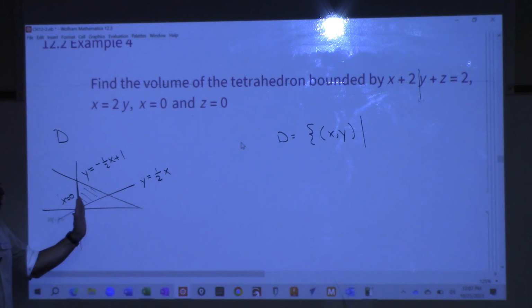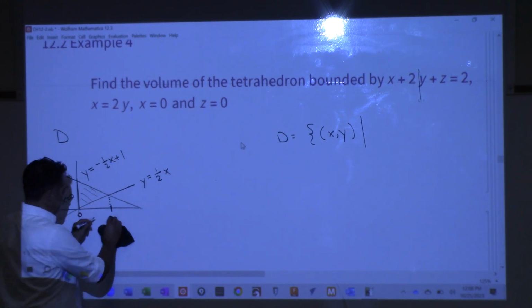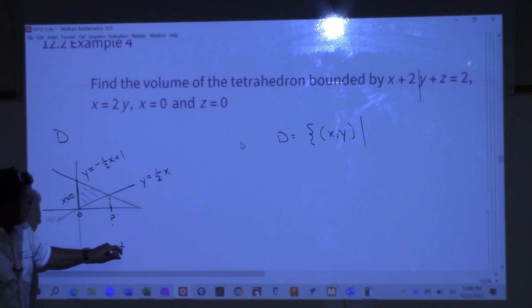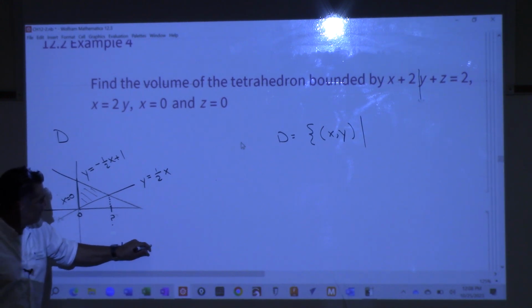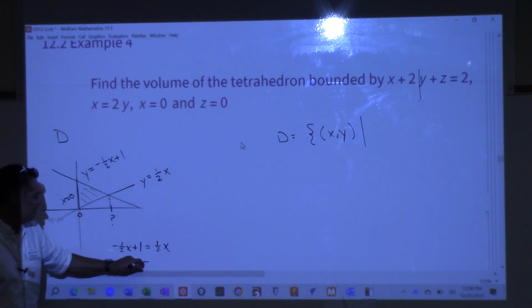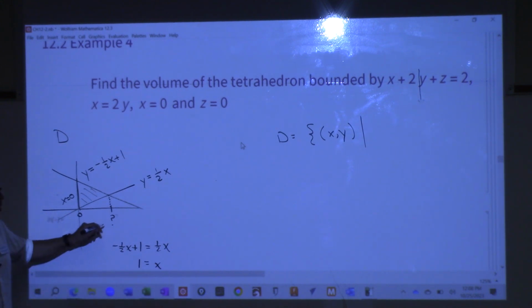My x's are between two numbers, aren't they? And my y's are between two functions of x. What are my x's between? I think you can see from here it's between 0 and this one you might have to solve. How would you solve for that? You set these equal to each other, don't you? Let's set them equal real quick. Just add 1/2 x to both sides. So over there you get 1. So x is 1. This is 1.